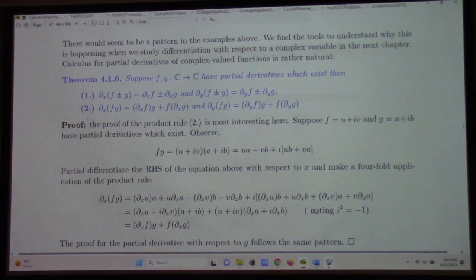The proof is not hard though. If we write f equal to u plus iv and g equal to a plus ib, when I multiply this out, I get ua minus vb plus i times this sum here. So how do we partial differentiate f times g? When I hit it with the x derivative, I've got 4 products to differentiate, so I apply the product rule 4 times. I get 8 terms, like so. And then I group things and it's that. It's literally just the definition of the complex product and the product rule with our definition of partial differentiation. So there it is. Now we know it, so we can use it.